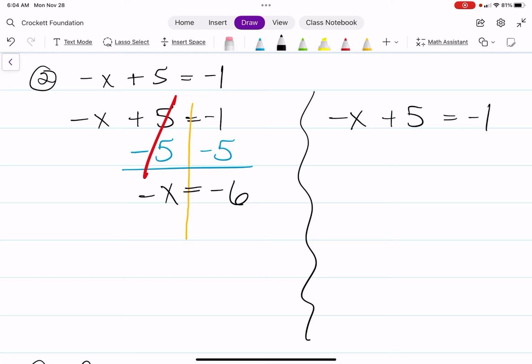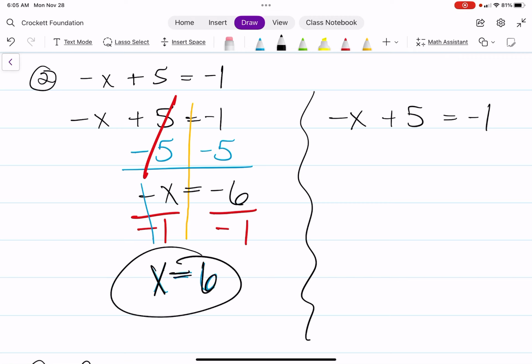Now, to get rid of the negative x, or the negative with the x, I want to divide both sides by -1. By doing that, the negatives cancel out, and I'm left with a positive x. And a negative divided by a negative is a positive. So this would be x equals, and I should be writing that in black, x equals +6, okay?